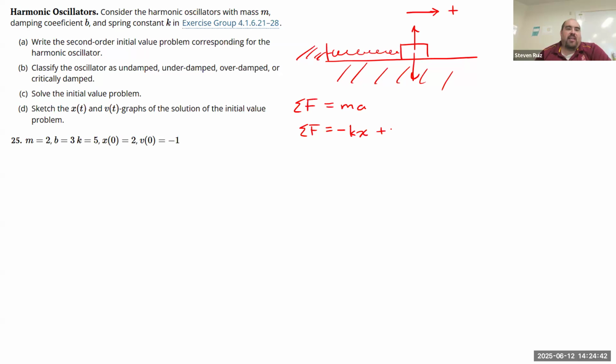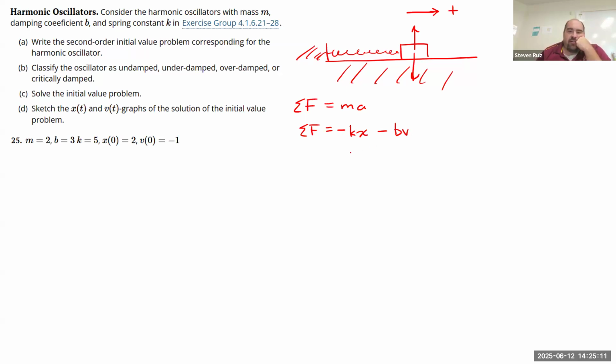And then how does the damping coefficient work? It basically works the same way. If the object is moving to the right, the damping coefficient is going to push it back. It's going to impede that motion. So in this case, that force is also going to be negative. So minus bv.